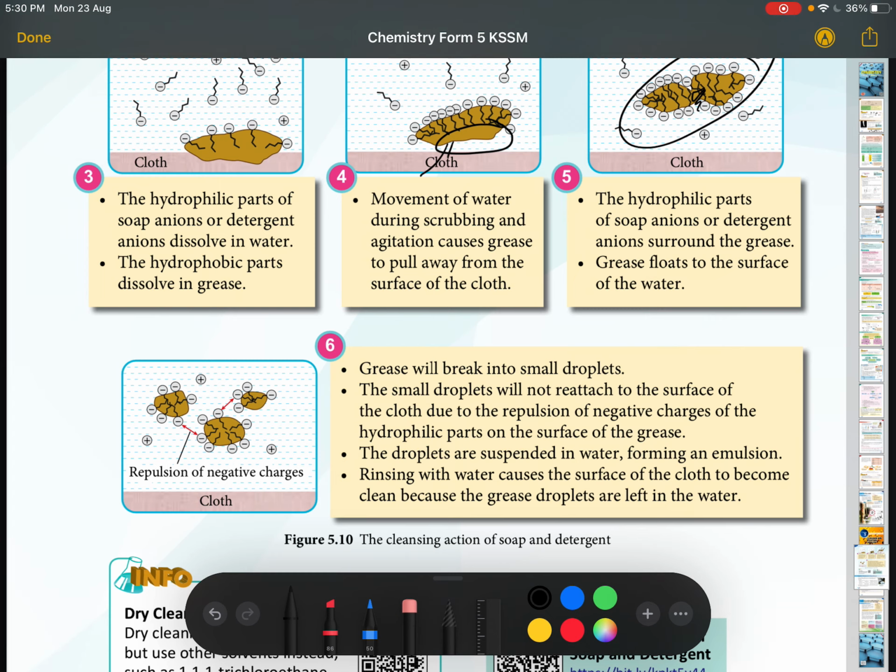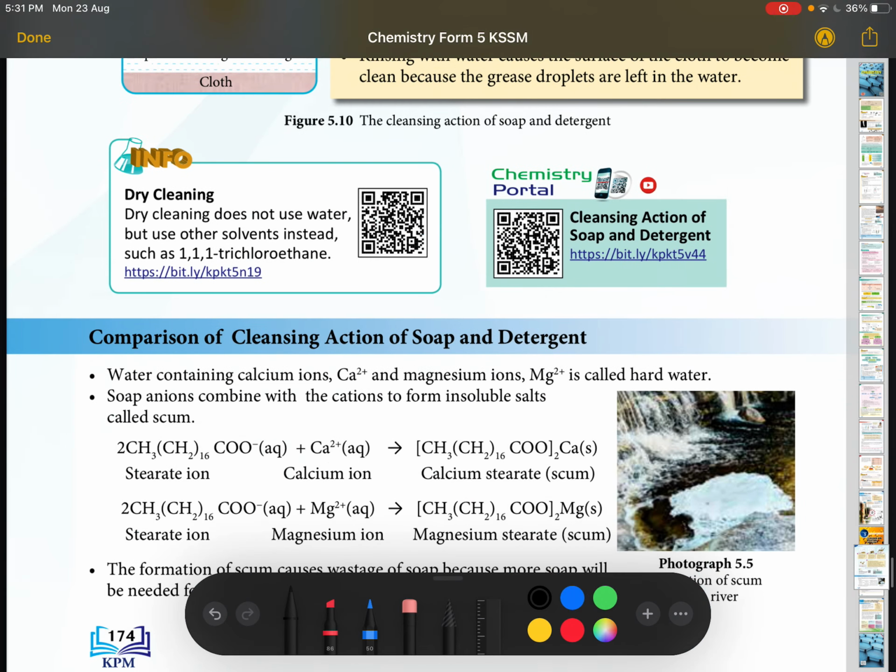So yeah, that's why the grease does not stick back onto the cloth, because the negative charges of every grease stain will repel each other, so they'll keep pushing around, and they won't go back onto the cloth. And then after that, you can just rinse it. You can just put more water on it, and then the grease will wash away.